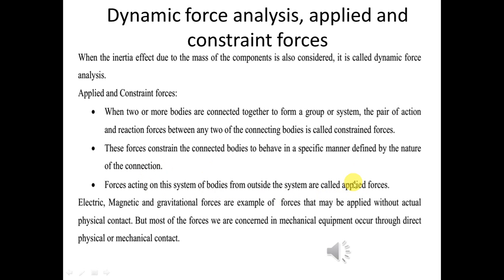So the external forces are the applied forces, whereas the constrained forces constrain the movement of the body in a specific manner. Even electric, magnetic and gravitational forces are examples of forces that may be applied without actual physical contact. I think this is quite understandable, but most of the forces we are concerned with in mechanical equipment occur through direct physical or mechanical contact.